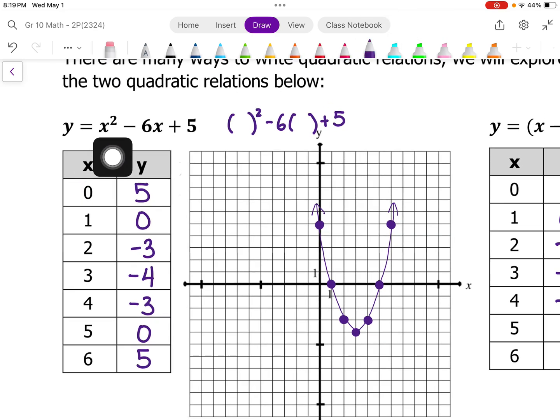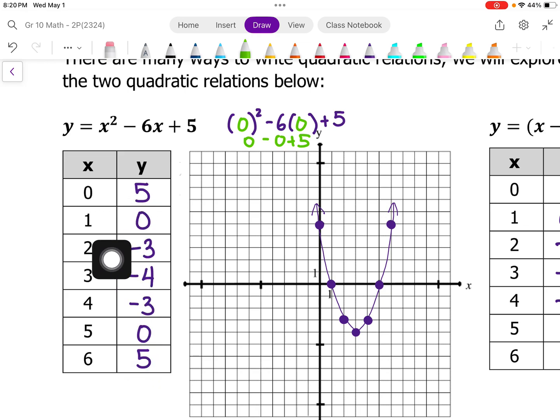We have y equals x squared minus 6x plus 5. And if you recall, to come up with our y values, we simply substitute each x value into this equation. So we can rewrite the equation, and instead of an x, we can put in a bracket, and inside of the bracket, we can substitute in an x value. So 0 squared is 0, minus 6 times 0, which is 0, and plus 5. 0 minus 0 plus 5 is equal to 5.